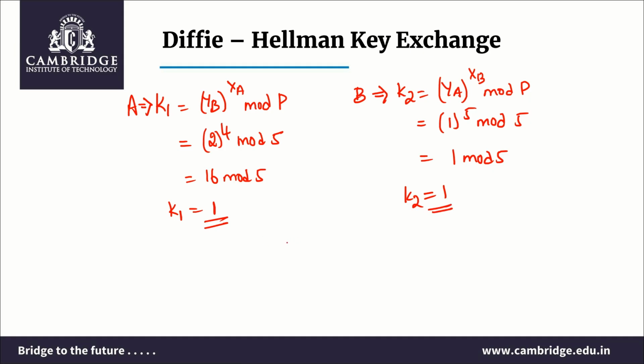Since K1 is equal to K2, we say that this is the shared key. We are considering this as the shared key. So this is how the key exchange is done.